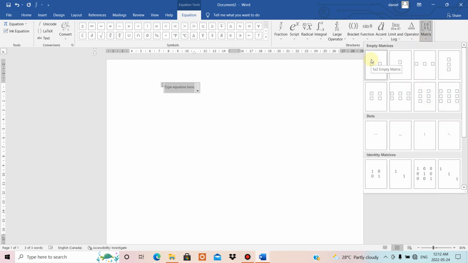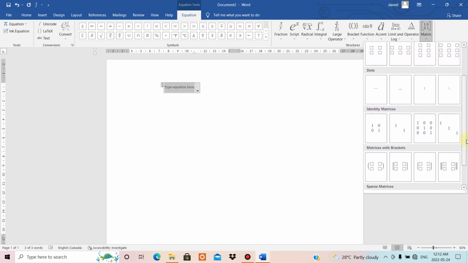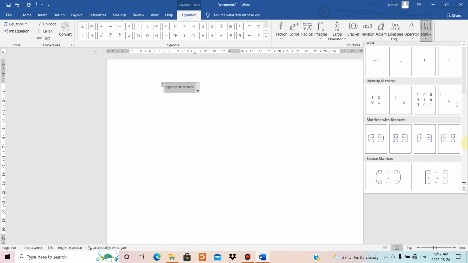So this is your 1 by 2 matrix, this is your 2 by 1 matrix, this is also your 1 by 3, this is your 3 by 1, 2 by 2 in that sequence, this is your 3 by 3 matrix, and these are your dots. If you are setting a matrix where you want to introduce dots and write a note using matrices, you can use them. You can use these dots to indicate that you have identity matrices, you have matrices with brackets, and so on and so forth.